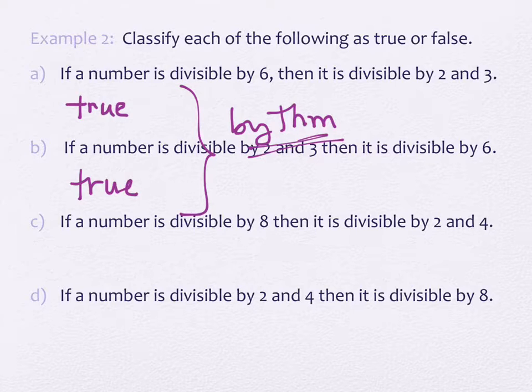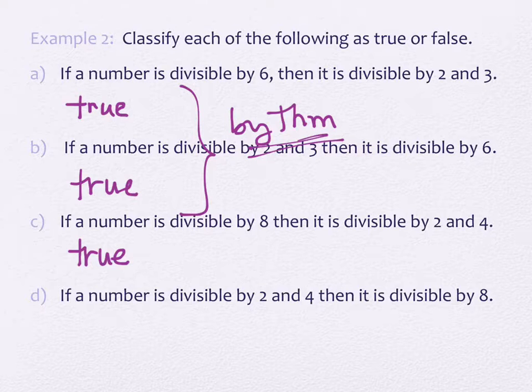Okay, C and D require a little bit more work, because we don't actually have this test written like this for the test for 8. It says, if a number is divisible by 8, then it's divisible by 2 and 4. That is a true statement. And the reason that's a true statement is because 8 is itself divisible by 2 and divisible by 4. So that works.